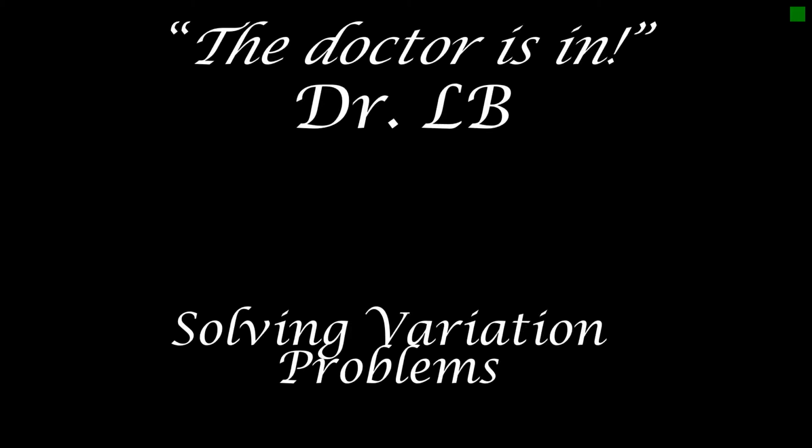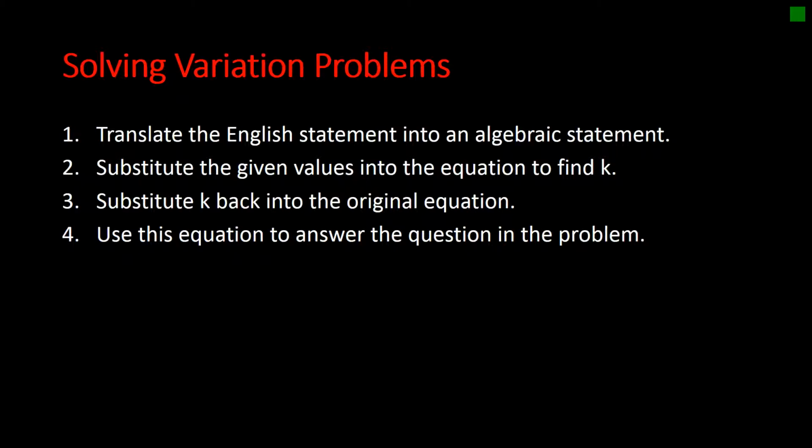Today, we're going to solve variation problems. In the last lecture, the introduction to variation, we translated English statements into algebraic statements, and that's going to be the first thing that we're going to do when solving variation problems. The second thing we're going to do is substitute the given values into the equation to find this constant of proportionality k. Then we're going to substitute k back into the original equation. So what we will have from step 3 is an equation specific to the situation that we're dealing with. And then number 4, we're going to use that equation from part 3 to answer the question in the problem.